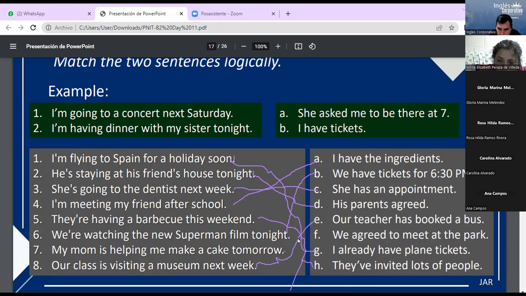Y la 7 sería la letra B. ¿La 7? Sí. La B, entonces borramos esa. No, la 4 es la letra F. 4 no, es la E. 7A no sería. No, esa es, bórrela, no es la A. La 4 es la letra F. No, yo decía la 7.